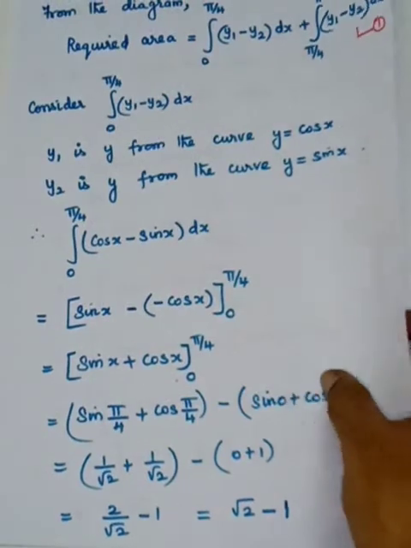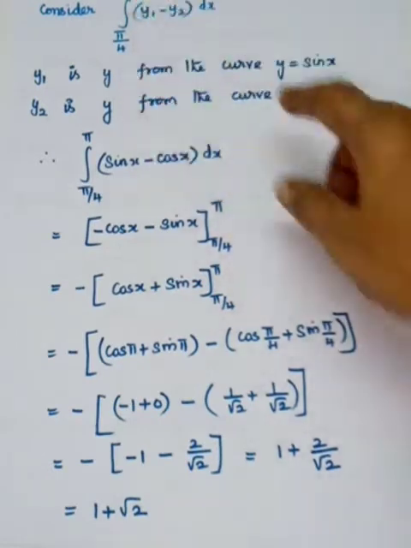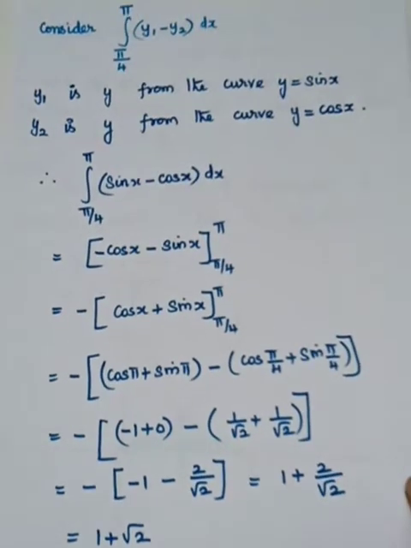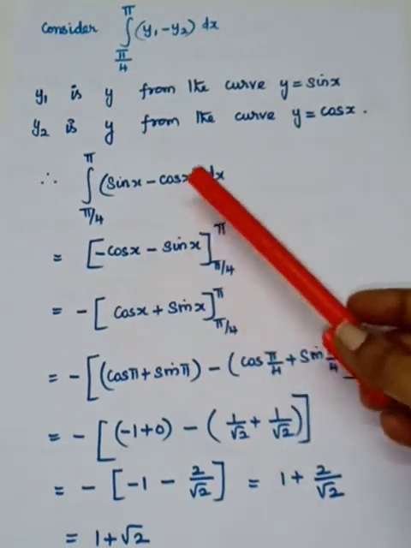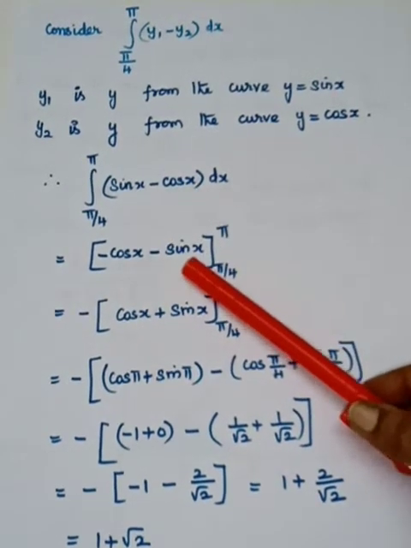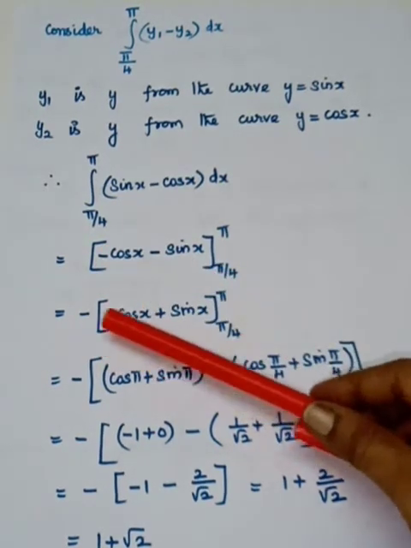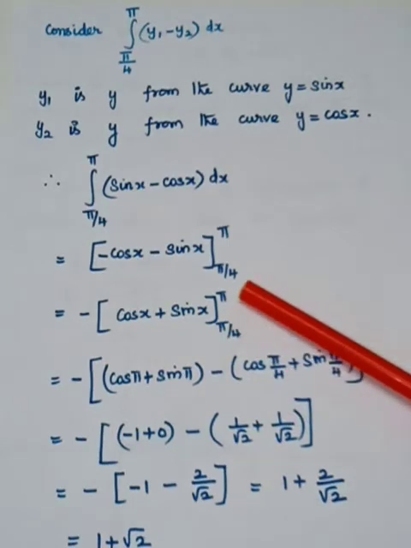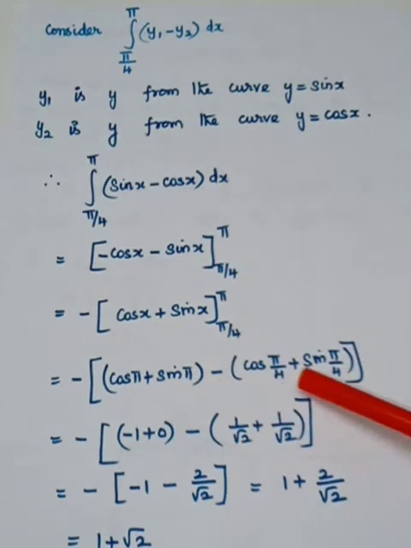So for the second one, that is from pi by 4 to pi, y1 is y from the curve y is equal to sin x, and y2 is y from the curve y is equal to cos x. Therefore, the integrand is sin x minus cos x. The integration of sin x is minus cos x, and the integration of cos x is sin x. In between you have a minus, so this minus is written. From these two terms, if you take minus out, it becomes plus. So from pi by 4 to pi, apply the upper limit: cos pi plus sin pi, minus cos pi by 4 plus sin pi by 4.